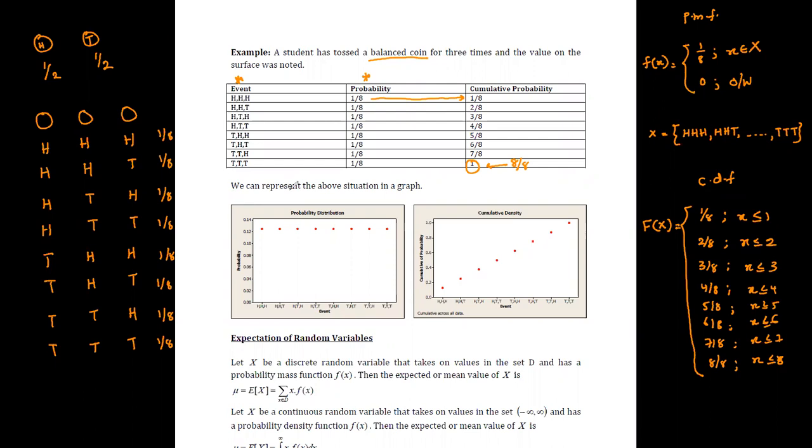Now it is shown in the graph as well. Here we can see that since we are getting equal probability for each situation, we are getting it just as a line here, since the probability is 0.125, which equals 1/8. Now here we can see that the cumulative distribution function is going in this way, and you can see that the highest value for this is equal to 1.